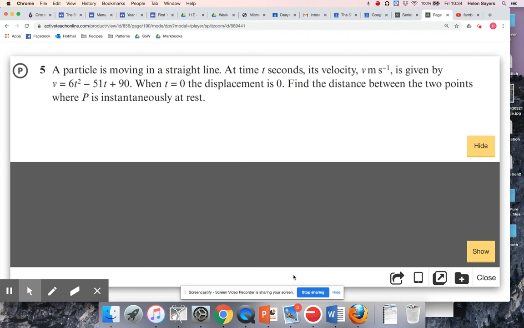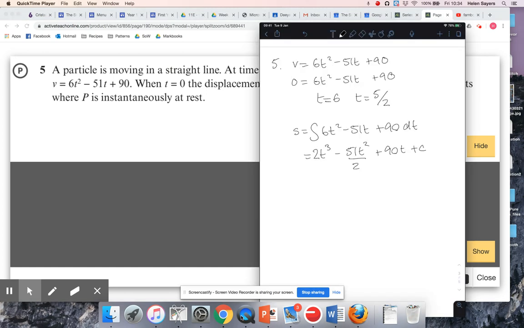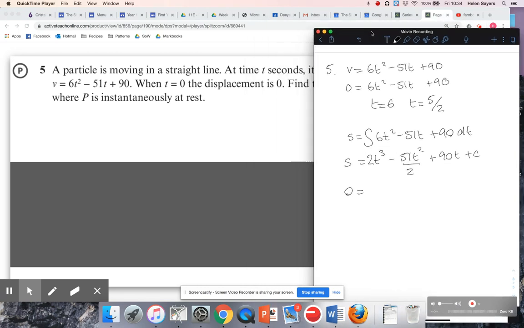So when t is 0, the displacement is 0. So again, you might well be able to just spot that. So let's just use this information here, so that when t is 0, s is 0. You can pretty much tell from that c is going to be 0, but you do still need to acknowledge c and show that you have worked it out to be 0. You haven't just forgotten about it.